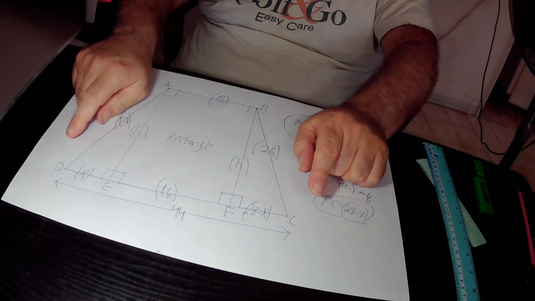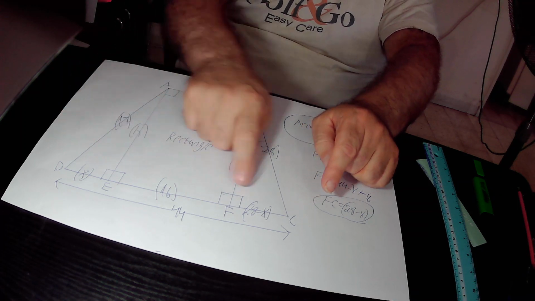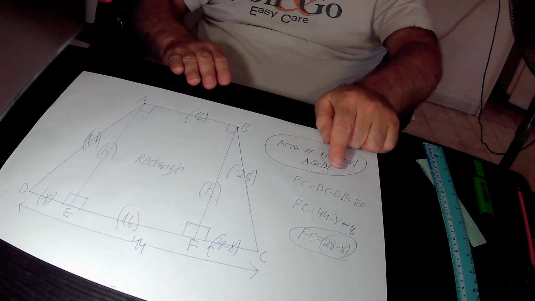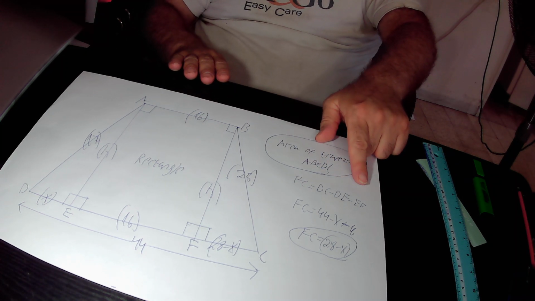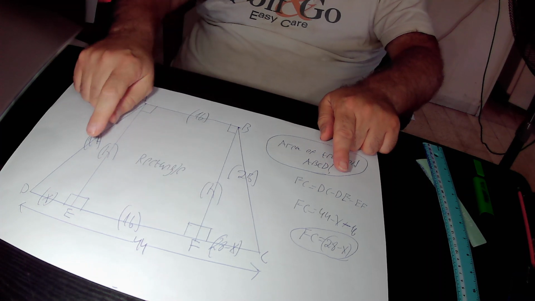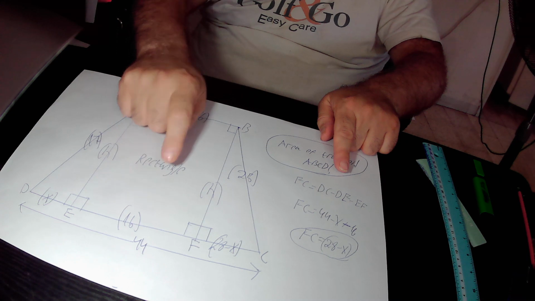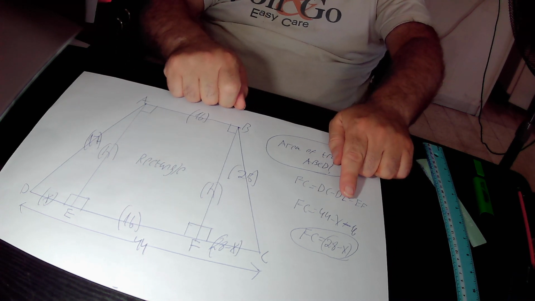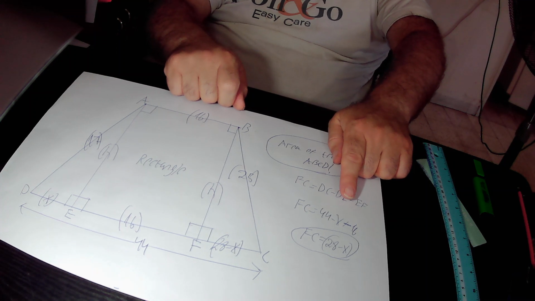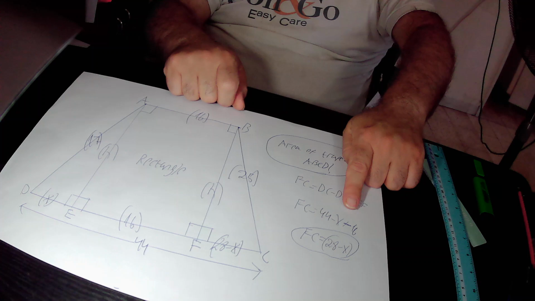FC equals DC minus DE minus EF. So FC equals DC, that is 44, minus DE, that is x, minus FE, that is 16. So in total, FC equals 44 minus x minus 16. So FC equals 44 minus 16, that is 28, minus x. So this expression equals 28 minus x.